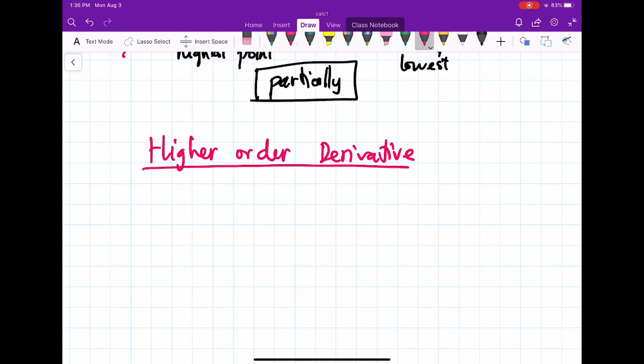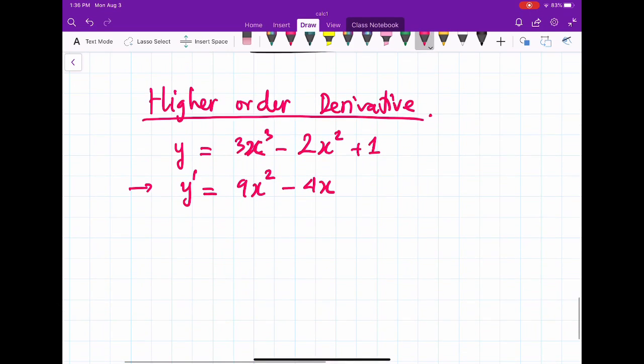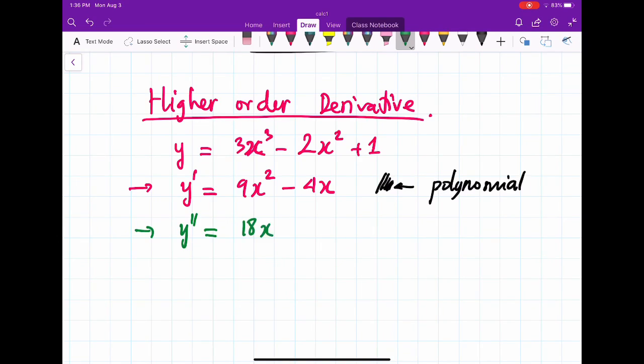Look at this. You have a function, right? Let's say y equal to 3x cubed minus 2x squared plus 1, for example. You want to find the derivative. So you have 9x squared minus 4x, right? And you see that the derivative is a function. That is a function, and in this case you have a polynomial. And you see that you still can differentiate this function. You get y double prime is 18x minus 4.